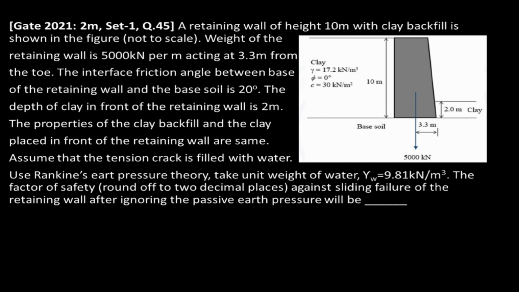And they have given the interface angle between the base soil and the base of the retaining wall. The weight of the retaining wall is 5000 kilonewton, and the interface angle is 20 degrees, right? So the interface angle between the base of the retaining wall and base soil is 20 degrees, and the depth of the clay layer in the front is 2 meters.